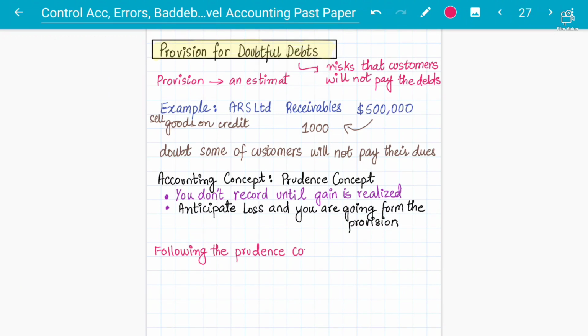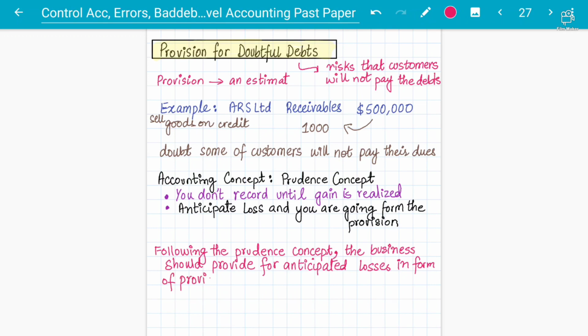So following the prudence concept, the business should provide for the anticipated losses in the form of a provision. So that is basically a summary. In the red color I've put it, that due to the prudence concept and the nature of it, you have to make provision for doubtful debts based on the prudence concept, students.